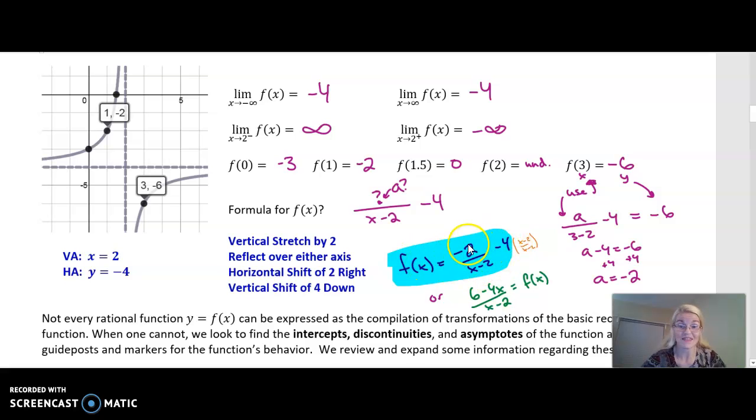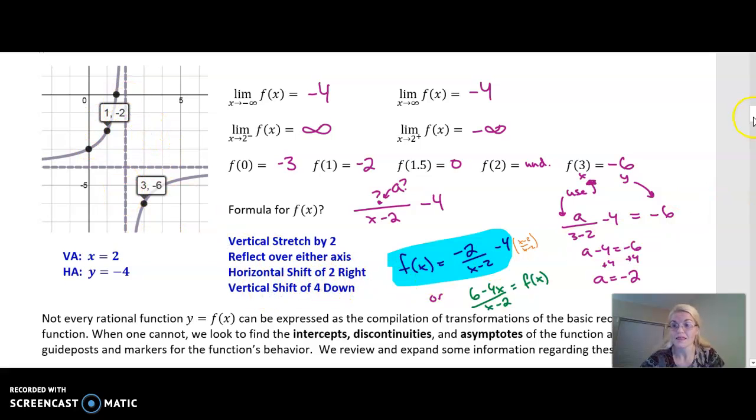Which I would just leave like that. Or if you wanted to get a common denominator and rewrite it so you have a linear divided by a linear, you can do that too. But this is what's happening. It's a vertical stretch by 2. We can see that it's opposite of what our reciprocal function normally looks like, so it's going to be reflected over the x-axis, hence the negative coefficient there. Shift right of 2 and a shift down of 4, right?